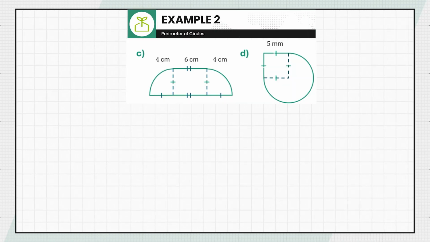Alright, here's 2 for you guys to practice, so just give the video a pause, give them a go, and then I'll solve them.